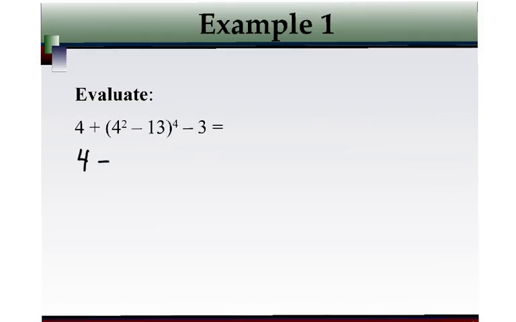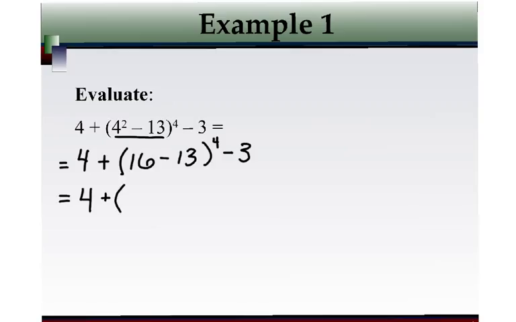First thing we're going to do to evaluate this expression is what's inside the parentheses. The 4 squared minus 13. Well, we must square that 4 first, and that's a 16. Then I'm just going to rewrite everything and do the next step. So the next step is going to be evaluating what's inside the parentheses again. So 16 minus 13 gives us a 3.